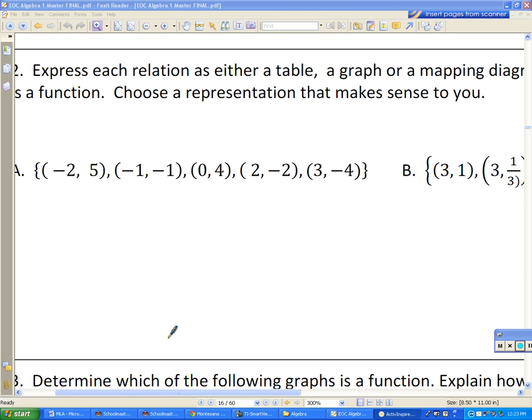This time, since the x's and the y's are paired together, I'm not going to write them in numerical order. The 5 needs to stay with the -2, so I'm going to put a 5 right here. The -1 has a -1 with it. 0 goes with 4. This goes with -2. And this number right here, which is a 3, goes with a -4. Okay? So if they give you the ordered pairs, then you have to keep them in that same order as you go.